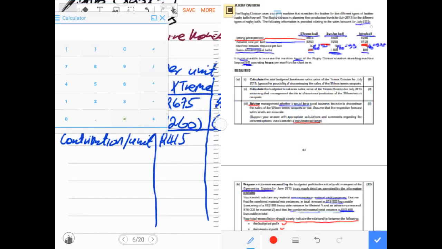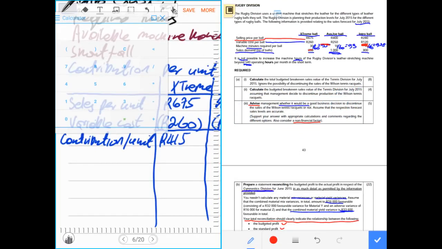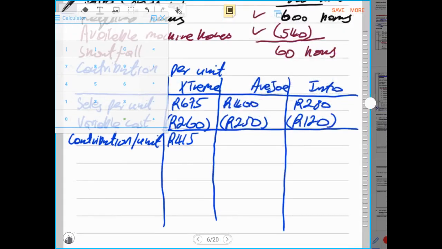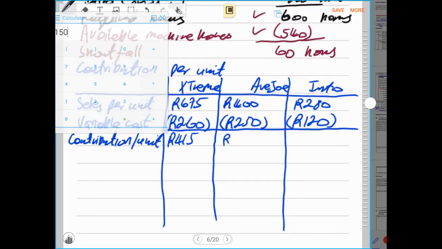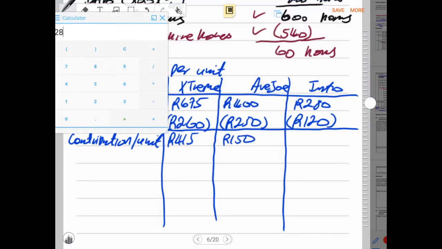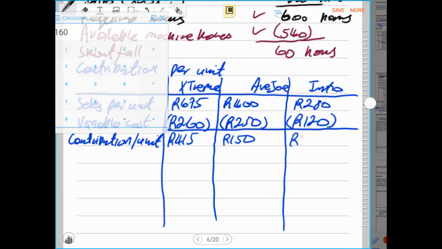Then for the second product, it will be 400 minus 250, which gives me 150. Then we have 280 minus 120, and it gives me 160 rands. So this is my contribution per unit.